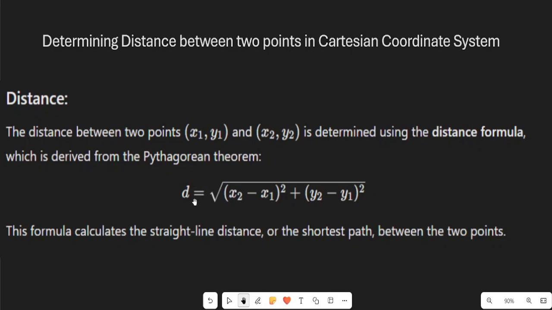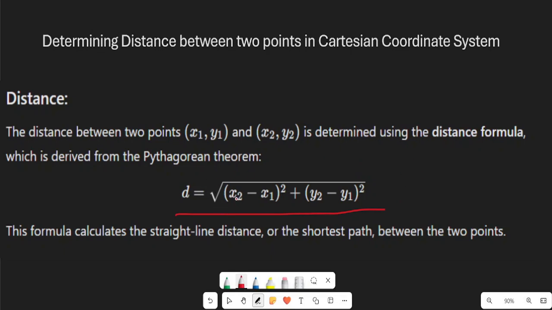D denotes distance. D equals root over (x2 minus x1) whole square plus (y2 minus y1) whole square. This is the formula for the distance of 2 points in a Cartesian coordinate system, or the formula for determining the length of a straight line in a Cartesian coordinate system.